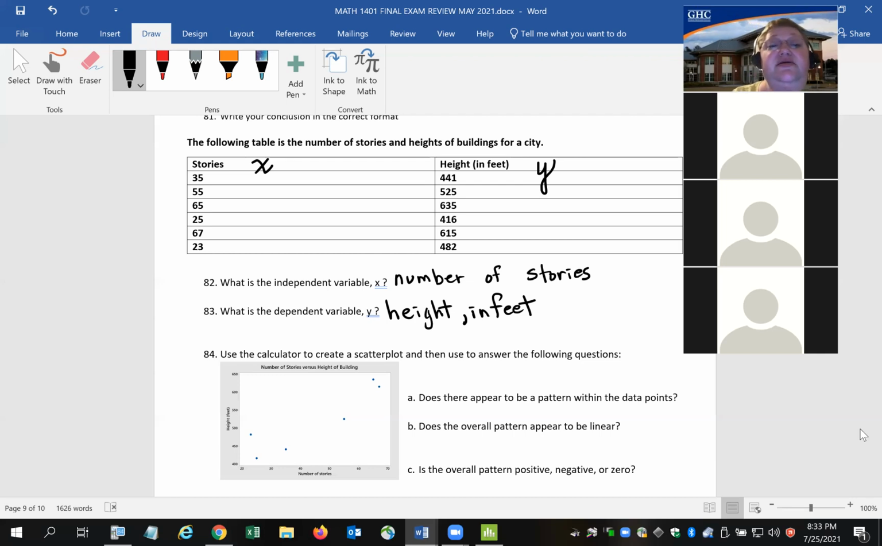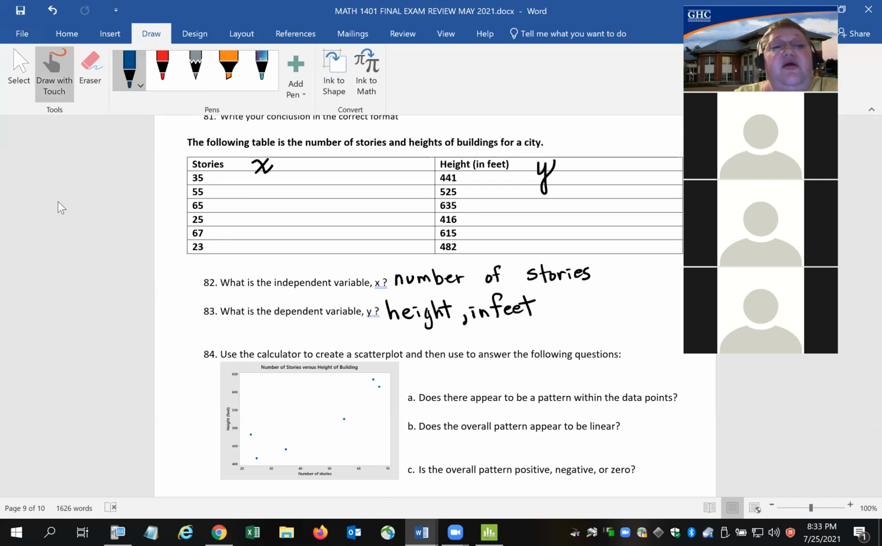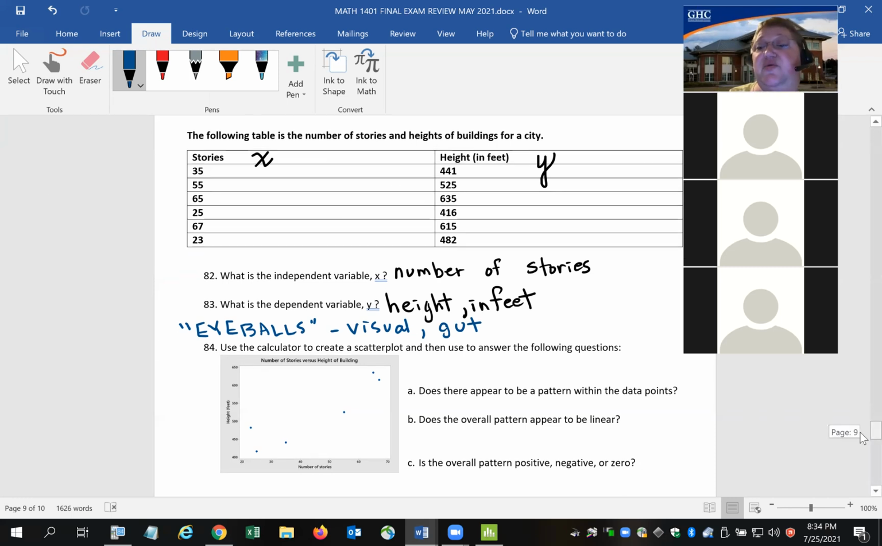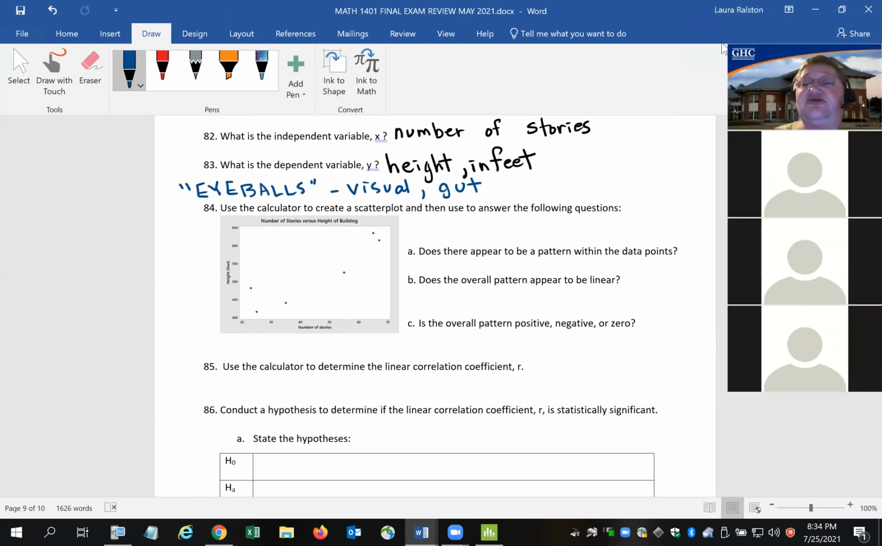And we begin to try to answer that question, is there a relationship? And we initially look at it with our eyeballs from a visual perspective, and you may throw in a little bit of gut instinct. And so you create the scatter plot if it's not given to you, and it's given here, and I'll show you how to create it in just a minute.